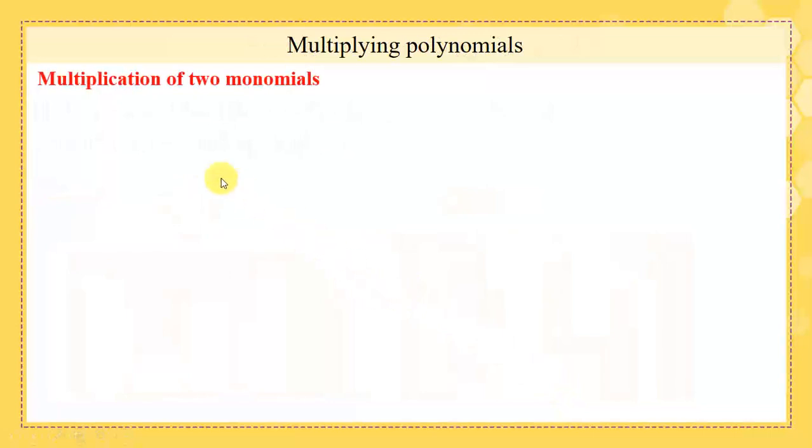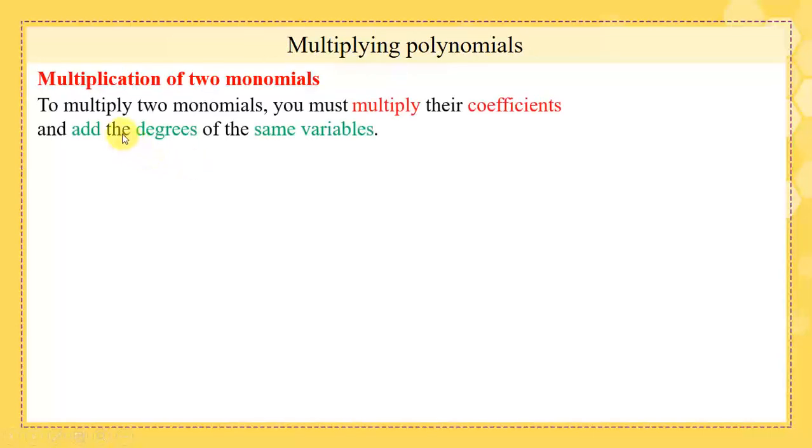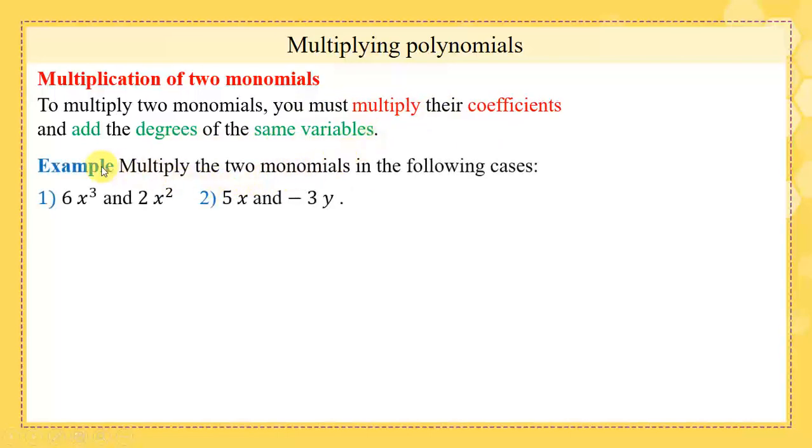Multiplying polynomials. How to multiply two monomials? To multiply two monomials, we must multiply their coefficients and add the degrees of the same variables. Example: multiply the two monomials in the following cases.